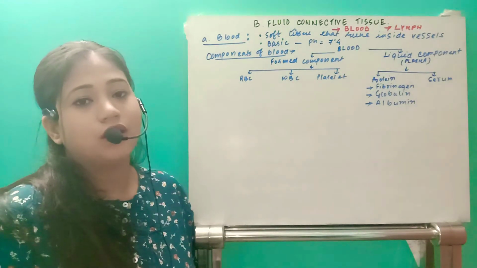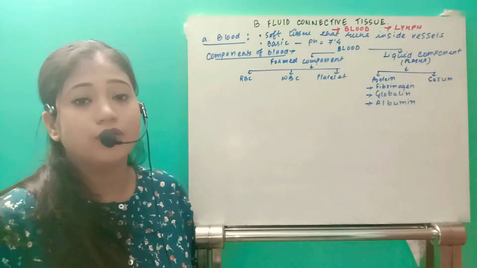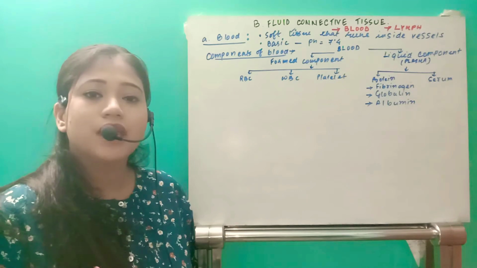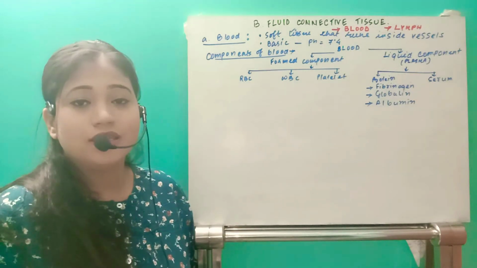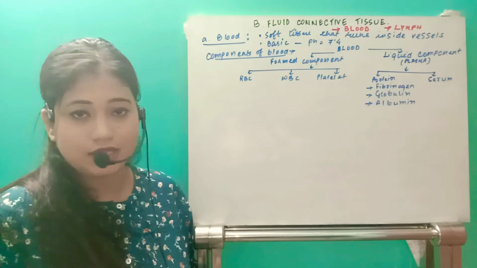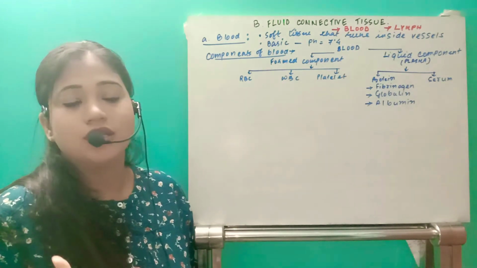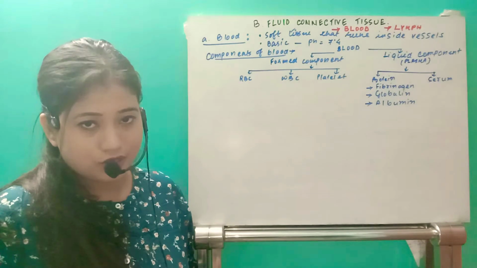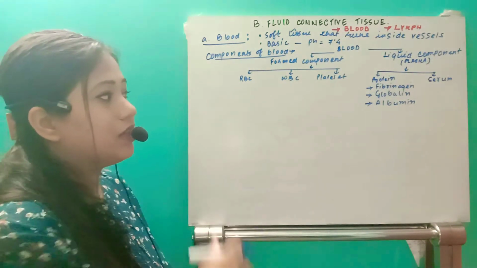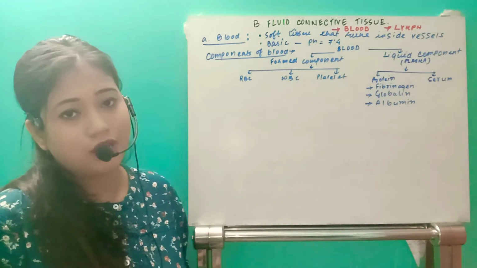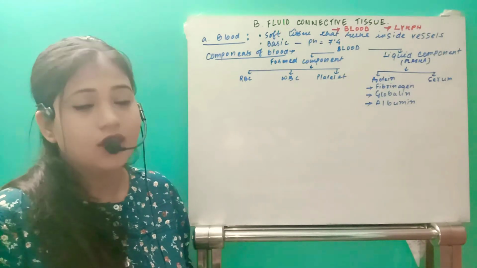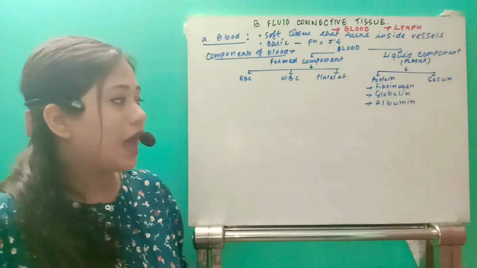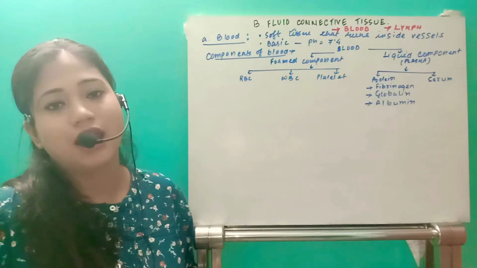Second one is globulin. Nowadays we are also talking about immunity, right? So what actually provides immunity? That is provided by some antibodies, isn't it? These antibodies are immunoglobulins, and they are the defense proteins of our body that fight against foreign particles or pathogens. That is globulin. And the third one is albumin.